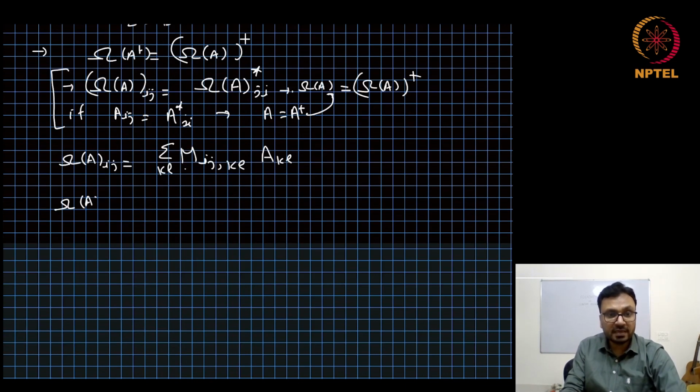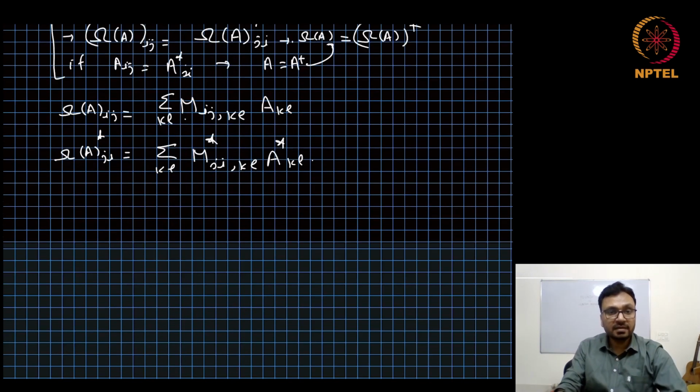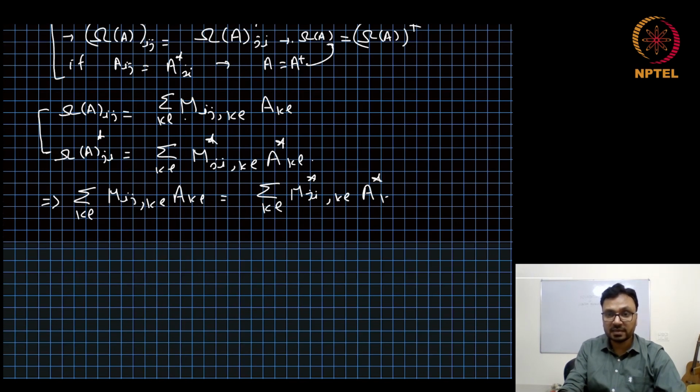And omega of A star_ji is equal to sum over KL. We perform this transformation here. We get M star_ji. We have to interchange I and J, so we interchange I and J. We take the complex conjugate. It's A star_KL. And if omega is a Hermitian map, then these two conditions are the same. So we get sum over KL, M_ij,KL A_KL equals sum over KL, M_ji star KL, A star KL.